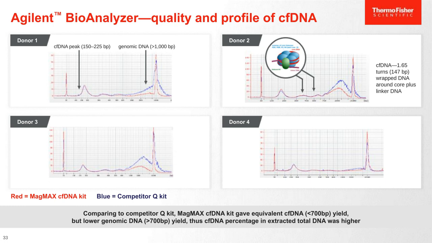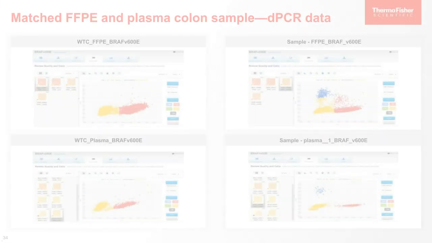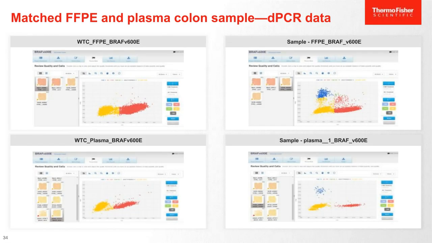You can see that our cell-free DNA peak is much more concentrated compared to the genomic DNA, which is decreased. So this is something that's quite normal with our kits. So our purity is much higher. And then this is just showing you some digital PCR data where they were comparing the extraction from FFPE samples and also liquid biopsy to see if there's any differences in the genetic profile.